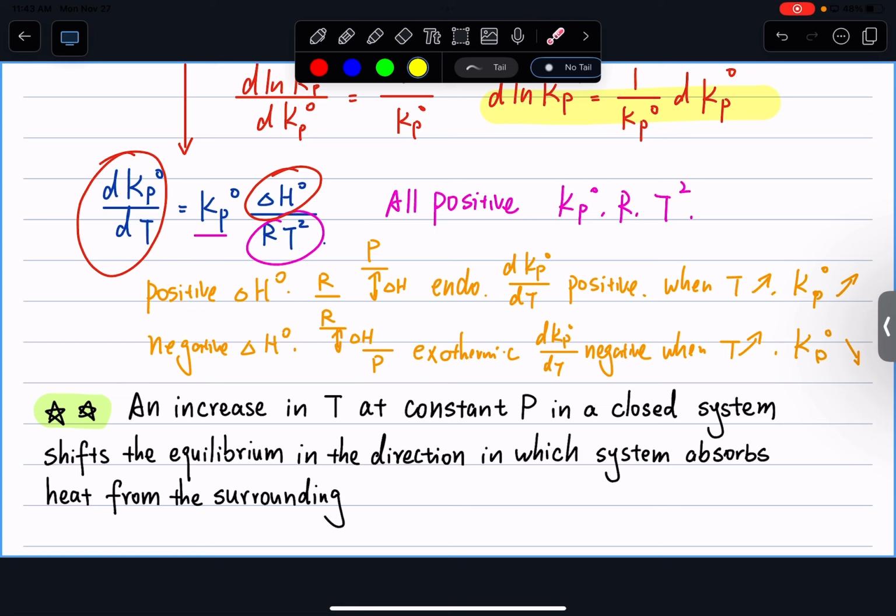So, depends on how you want to remember it. If you want to remember it as a word, that's possible, or just remember it using the Van 't Hoff equation and derive it whenever you need.